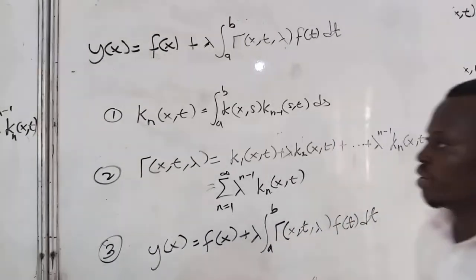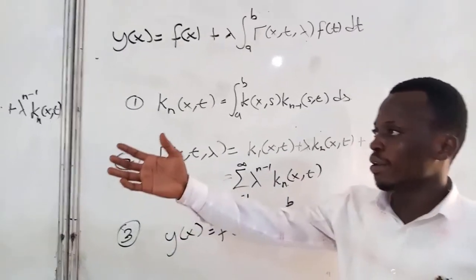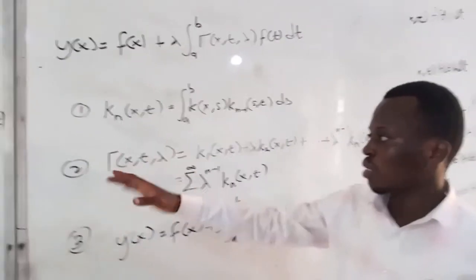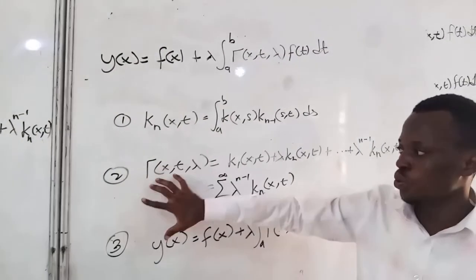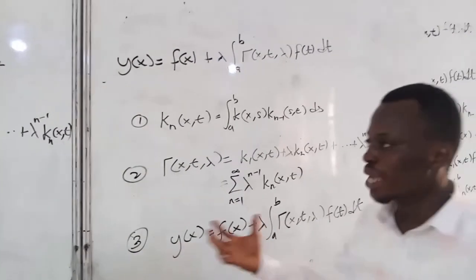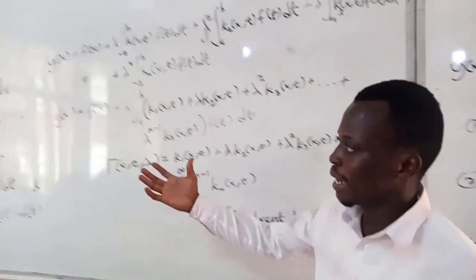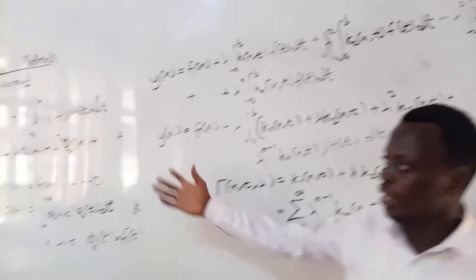So anytime you are given a Fredholm integral equation and told to use the approximate method using the kernel, these are the three things, 1, 2, 3, to note, and how to get the result. In our next video, we are going to look at some examples of the approximate method using the free term and using that of the kernel.